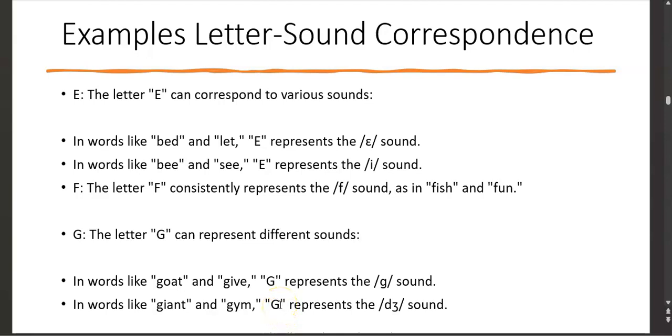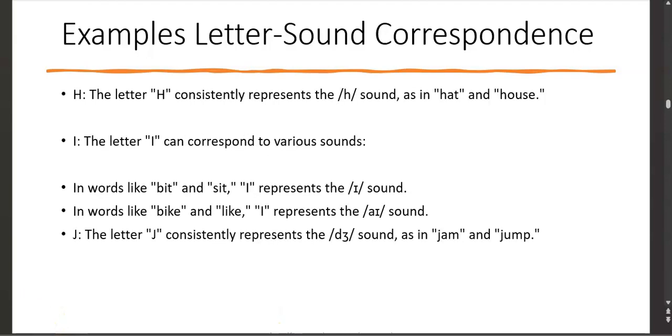Okay? So what does this tell us? It tells us that there are letters that have just one sound pattern or one way to pronounce them, but there are other letters that have various ways to pronounce them. So this is the difference. Let's continue looking at other examples. By the end of this class, we'll have looked at a lot of letters and how to pronounce them.